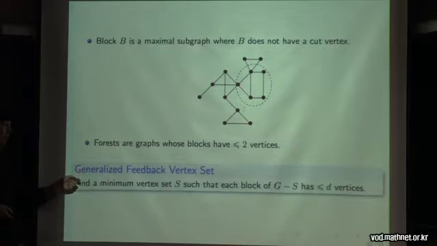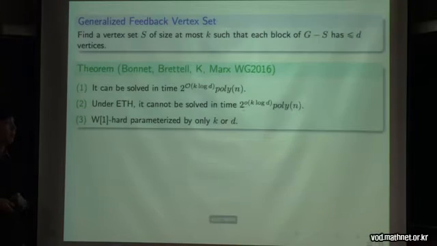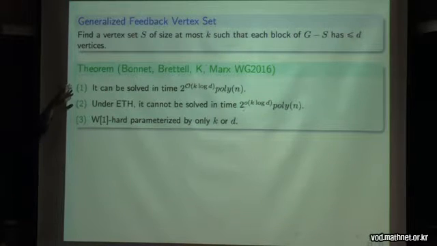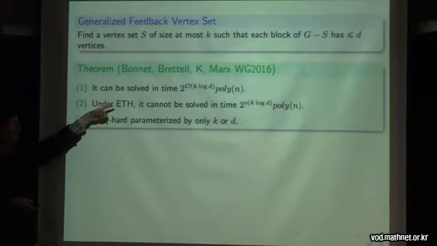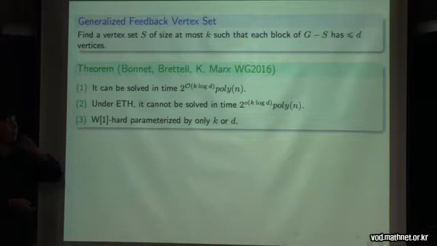So we just ask whether, given some other constraint d, you can find a deletion set S such that each block of G minus S has at most d vertices. And then actually I have a previous work, which appeared in WG this year, where we have an algorithm parameterized by the size of the deletion set as k. This can be solved in time 2 to the order of k log d times polynomial in n, but you cannot improve this to strictly faster than 2 to the little-o of k log d.